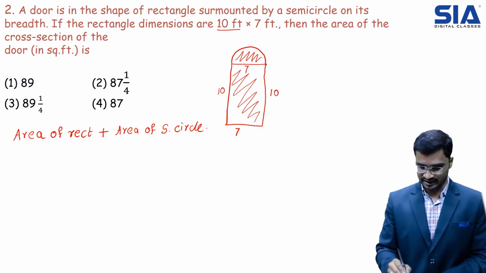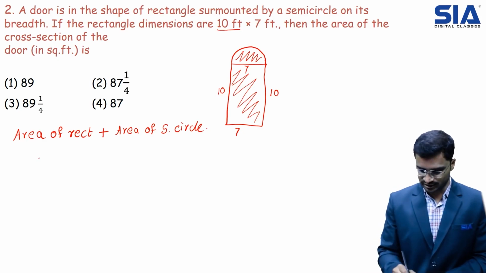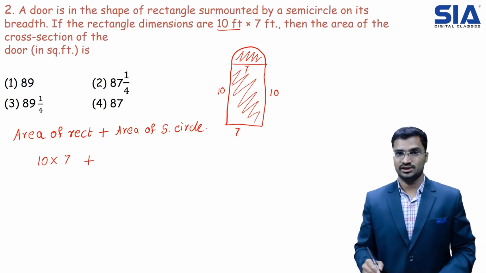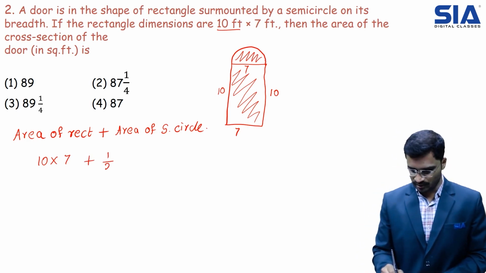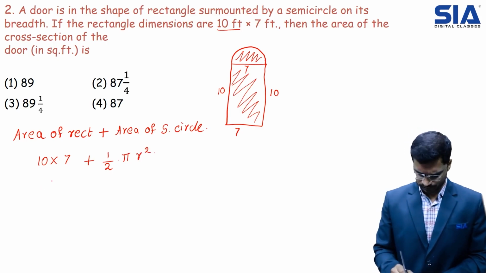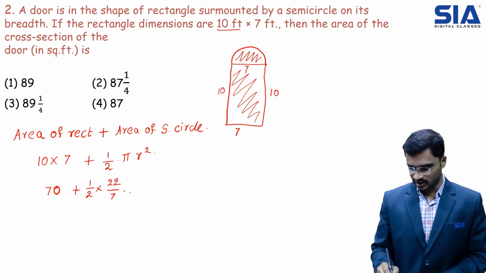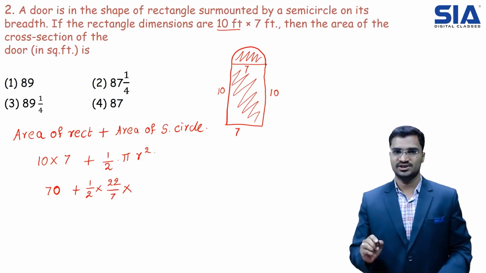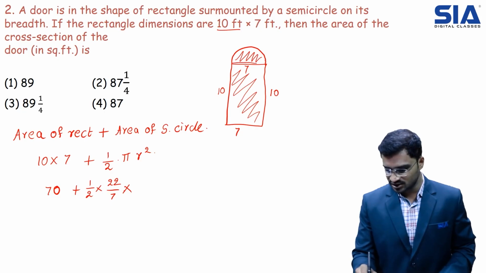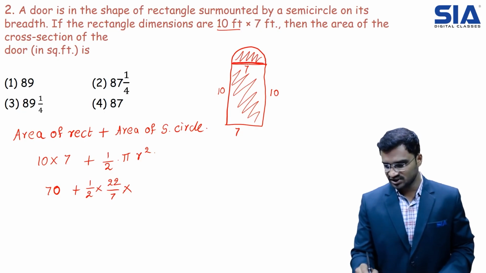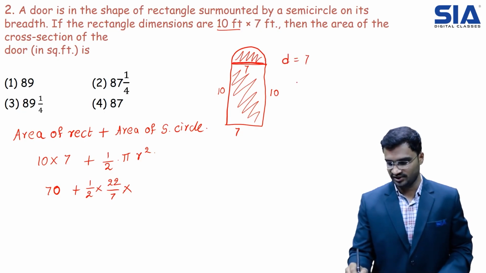So the area of the rectangle is L into B. So length is 10 and breadth is 7, plus the area of a semicircle. The area of a semicircle is 1 by 2 pi r square. Okay, 10 into 7 is 70, plus 1 by 2 into pi, which is 22 by 7. And now the radius of this semicircle. So if we see the diameter of this semicircle, d is equal to 7.